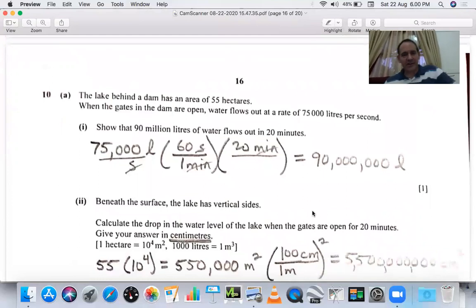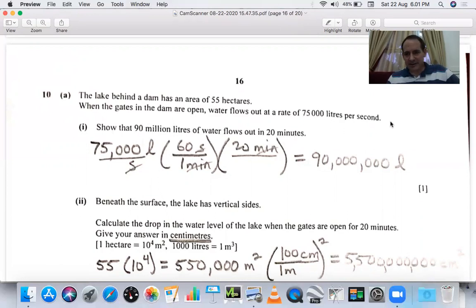Now we get to this lot of units here. So the area is 55 hectares. The rate is 75,000 liters per second. It wants you to show that 90 million liters will flow out in 20 minutes.